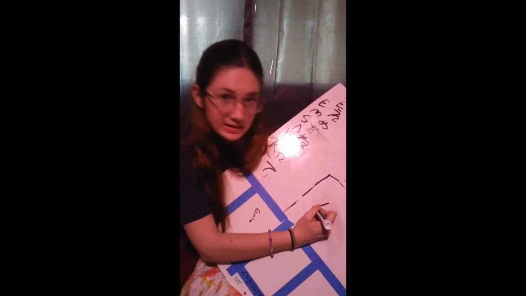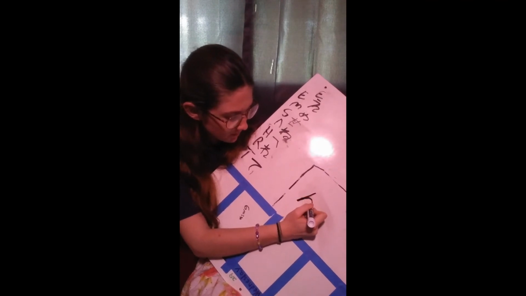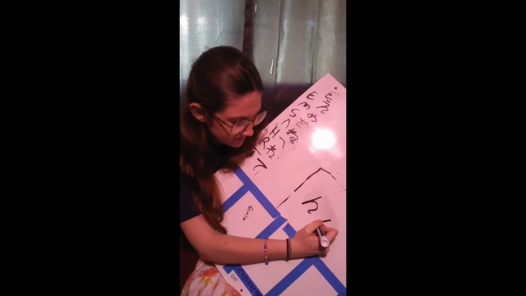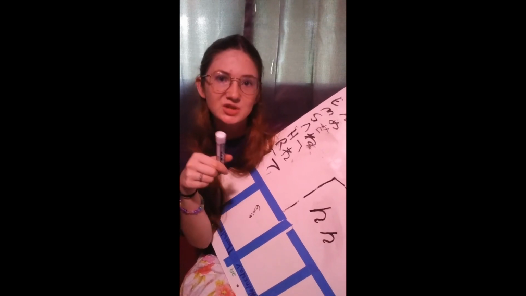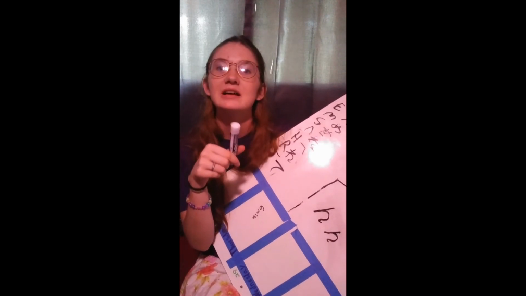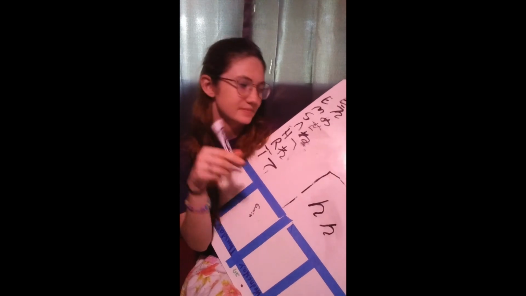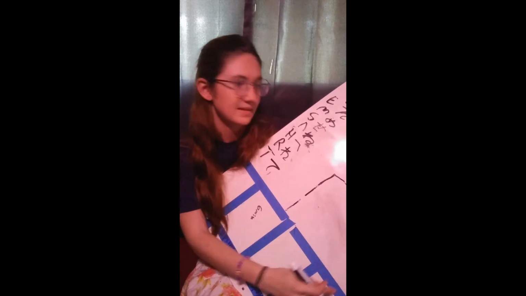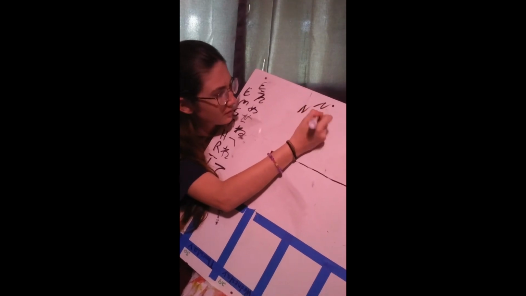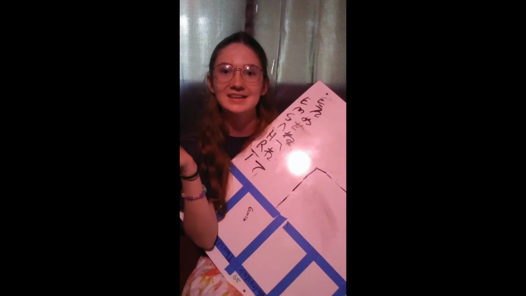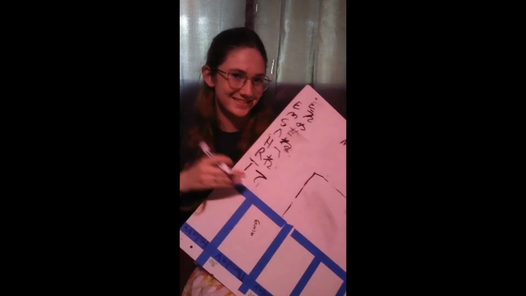And the N is pretty easy. It's an H with a little swoosh. H with a little swoosh is n. So, swoosh. Okay, guys, that is all for the hiragana.